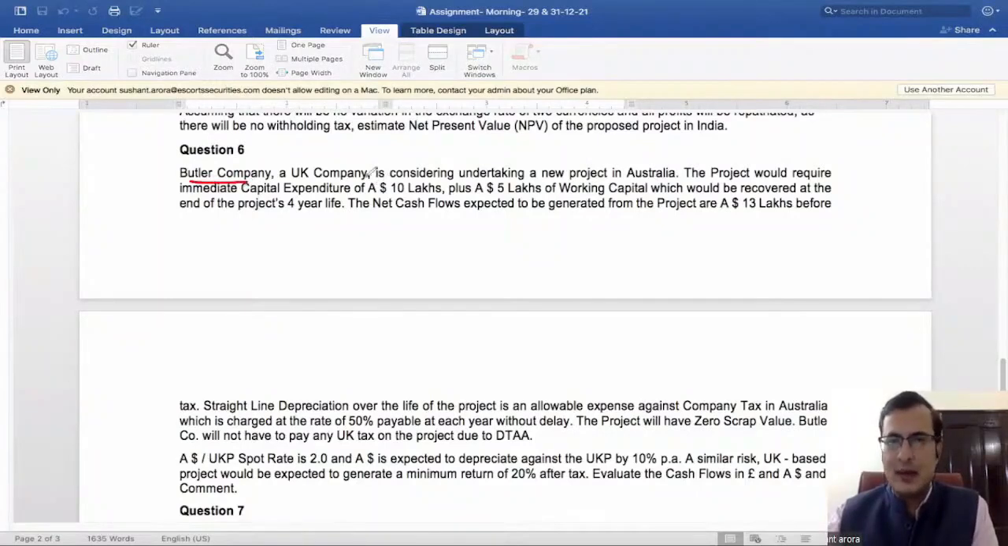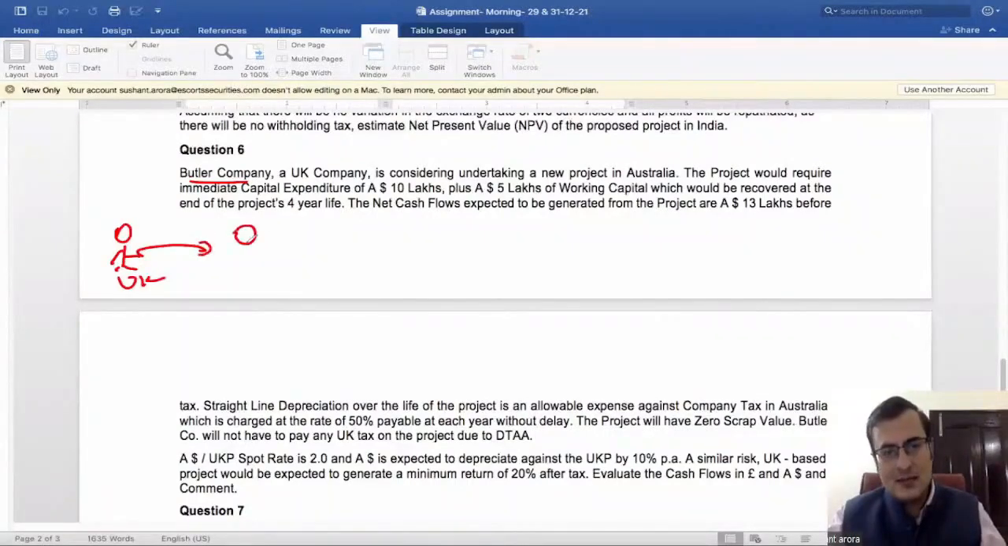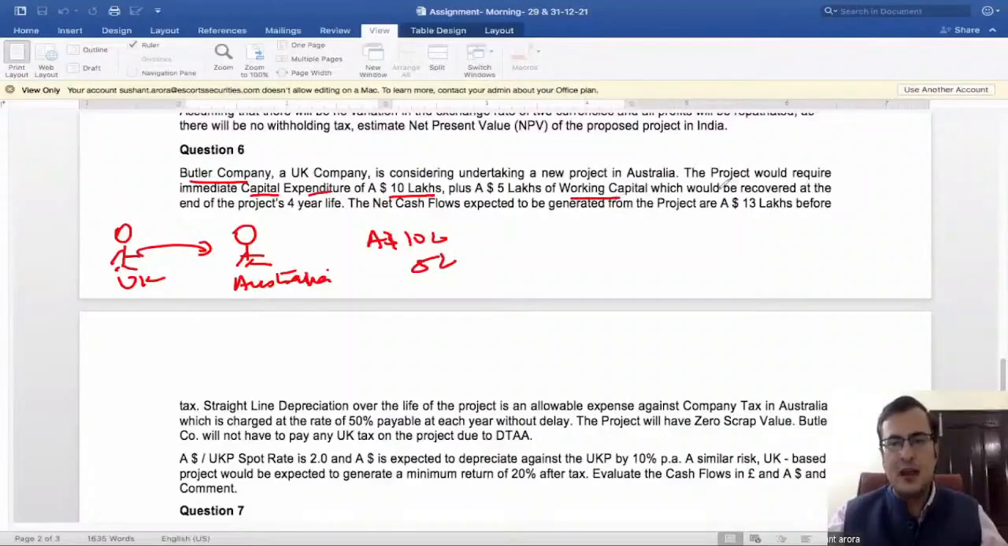Butler Company, a UK company, is considering a new project in Australia. So now you are no more associated with India as far as this question is concerned. You are basically in the UK and you want to invest in a country which is Australia. The project will require an immediate capital expenditure of Australian dollars 10 lakhs plus 5 lakh for the working capital, which will be recovered at the end of the 4 years life.